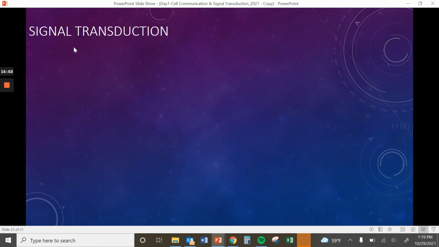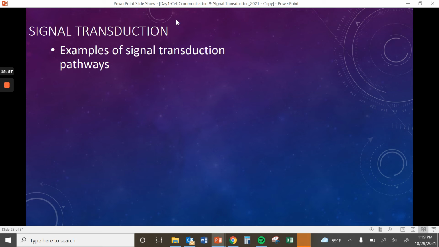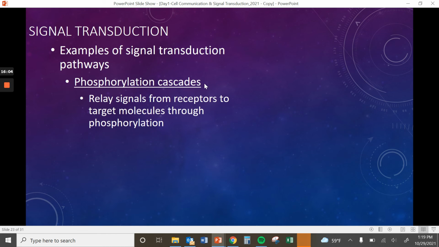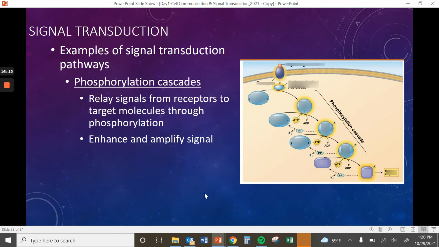Okay, so we've talked about how a signal is received. Now we're going to talk about signal transduction. Some examples of signal transduction pathways, a lot of them are going to involve what's called a phosphorylation cascade. This is where we relay a signal through a bunch of phosphorylation happening, and this is enhancing and specifically amplifying our signal.